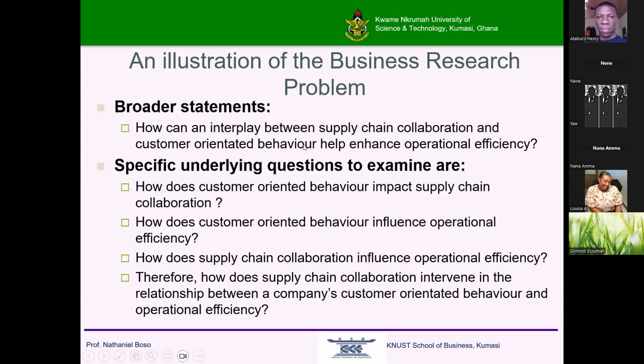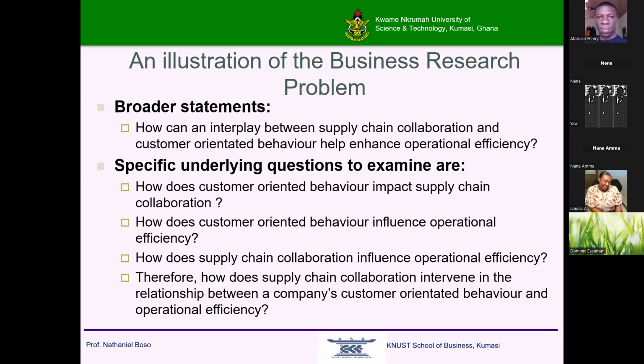Now, putting the interplay and the enhance together, we can also have the fourth statement, where we are saying that customer-oriented behavior will first drive supply chain collaboration, which in turn will also drive operational efficiency. So we are looking at the interplay here and positioning supply chain collaboration as a betweener, or more professionally, what we call an intervening variable, or a mediator variable. It comes between two variables. When a variable is situated between two other variables, and there is a causal path through it, we call it a mediator.